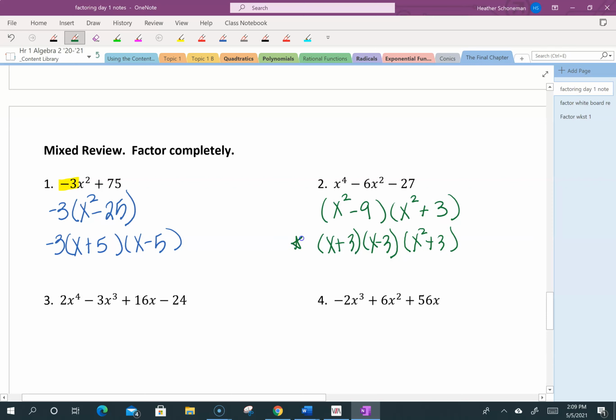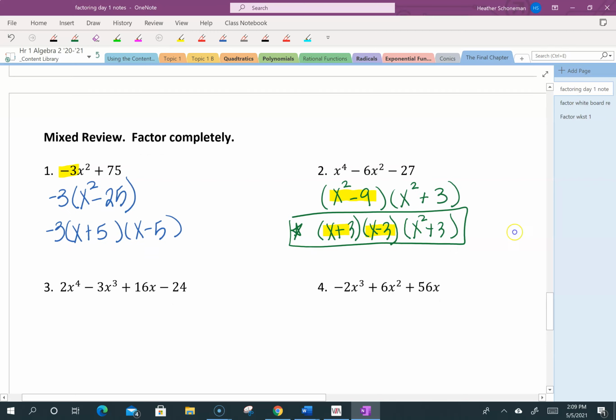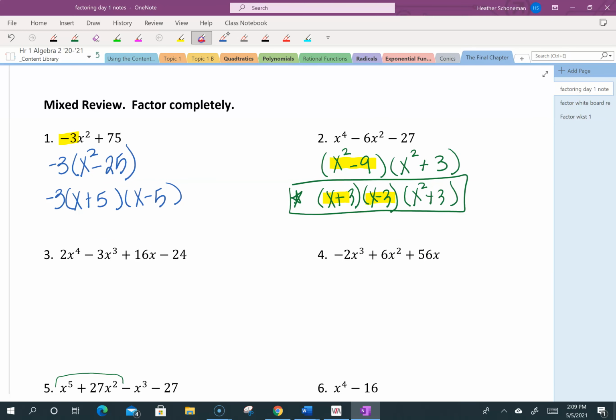So our final answer is this answer here that has got all 3 terms. And all I've done is rewrite that part of it. Okay, next one. It's 4 terms.